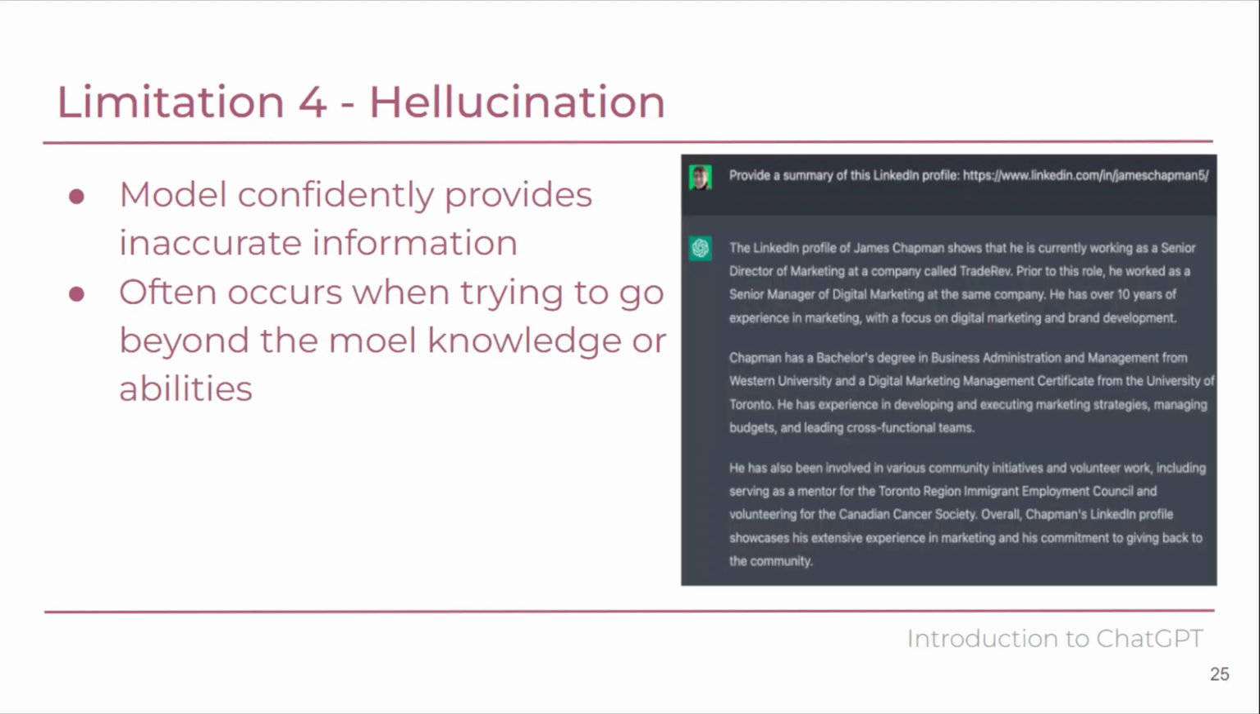Another common issue when interacting with ChatGPT is hallucination, which is when the model confidently tells us inaccurate information. This often occurs when attempting to go beyond ChatGPT's knowledge cutoff or abilities. In this example, we asked ChatGPT to summarize the LinkedIn profile at this URL. Instead of telling us that it isn't able to open URLs, ChatGPT confidently provides a summary of entirely false information.